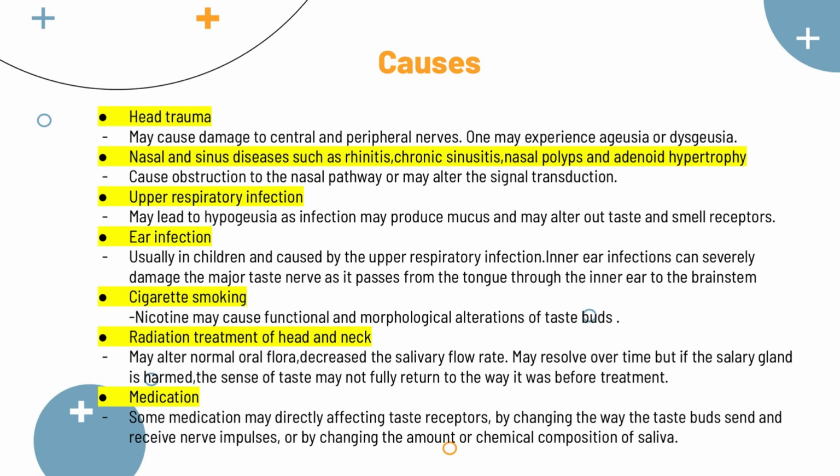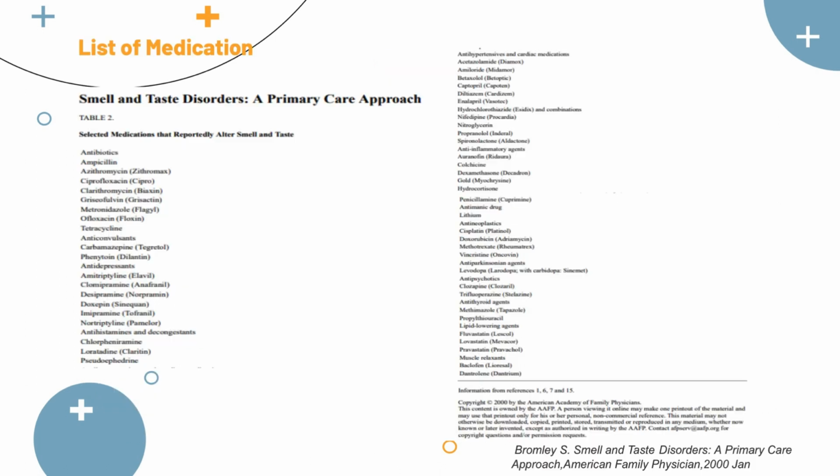treatment. And finally, some medication may directly affect taste receptors by changing the way the taste bud sends and receives nerve impulses, or by changing the amount or chemical composition of saliva. These are some of the examples of selected medication that reportedly alter smell and taste. We can see that there are antibiotics such as ampicillin, azithromycin, ciprofloxacin, clarithromycin, and also in other groups there is antihistamine such as loratadine, and antihypertensives such as amilorides, and many more.